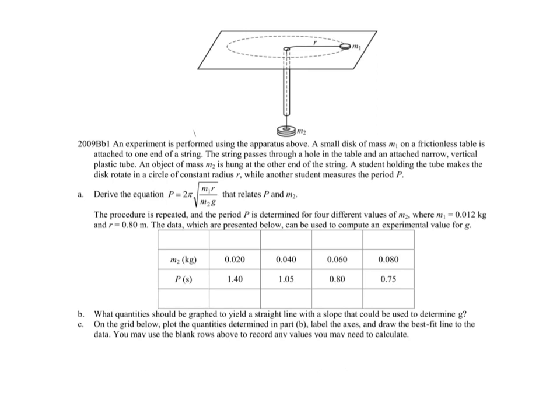Okay. So a student holding the tube makes it rotate while another student measures the period P. Derive the equation P equals 2 pi root M1 R over M2 g that relates P and M2. Okay. So you're trying to find the time. The time is going to play a role in the velocity when you use the overall equation. Because the velocity is going to equal what? The circumference over the time.